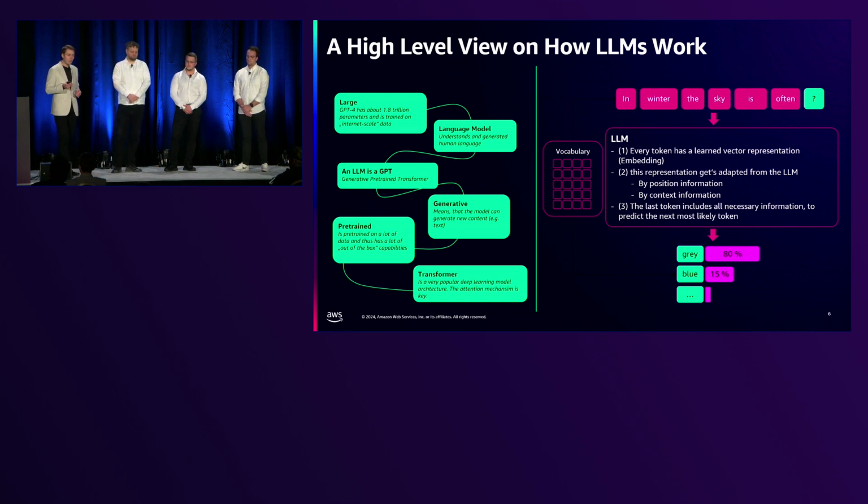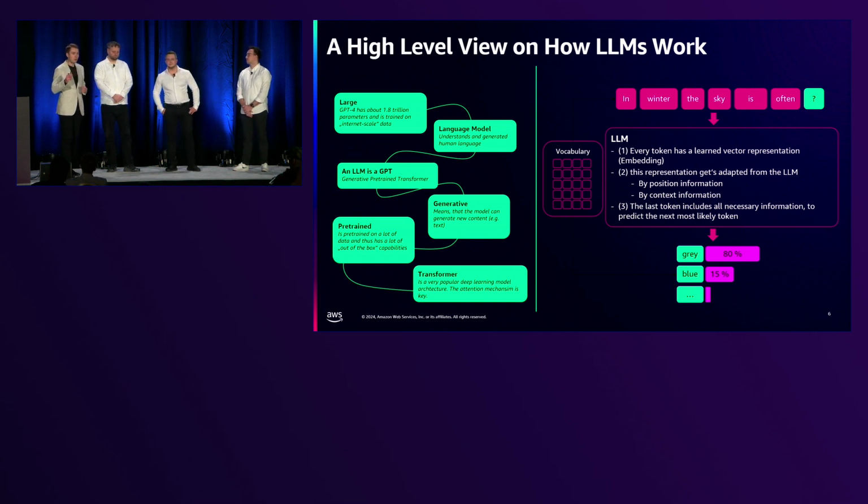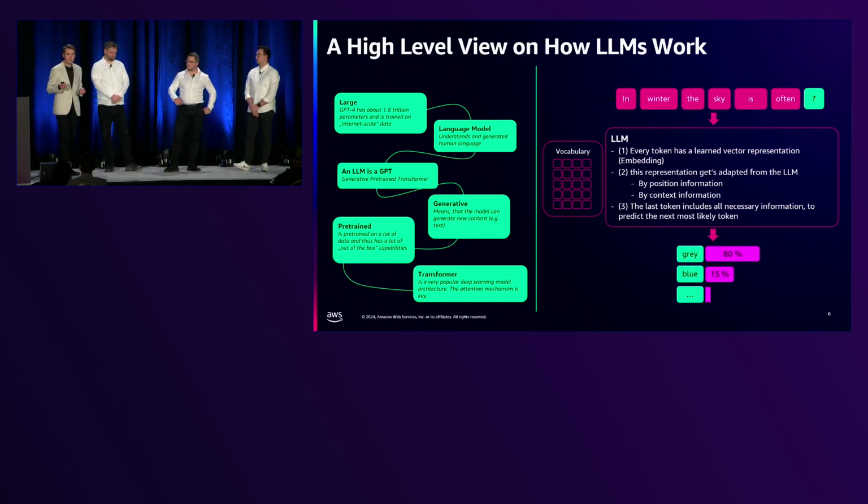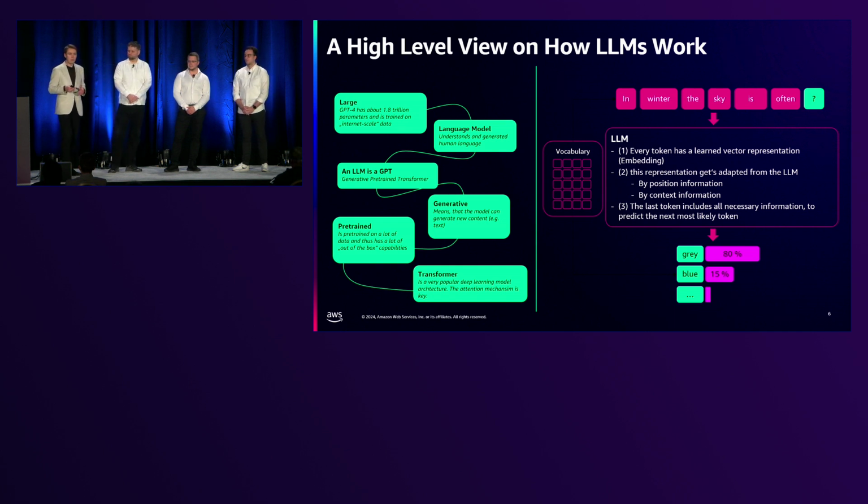And what then happens during inference is that those vector representations get adapted by the model by two important things. So first, the vector representation gets adapted by position information, and secondly, that's probably much more important, by context information, by attending to every other token in the input. And adapting the representation basically means it moves in this high dimensional space. And by doing that, the last token in the input set encodes all information the model needs to predict what the next most likely token is.